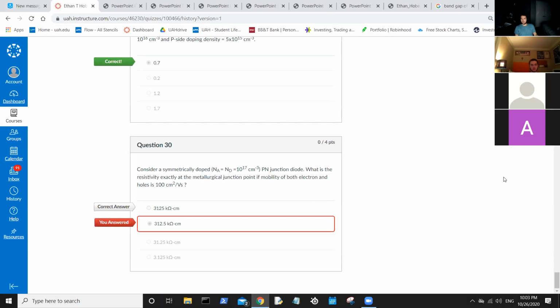What that means is that at the junction point, first off, the quantity of holes and the quantity of electrons are equal to each other at that point. So what does that mean? That means your P and your N are equal to each other at that point. So you can just pick either one.